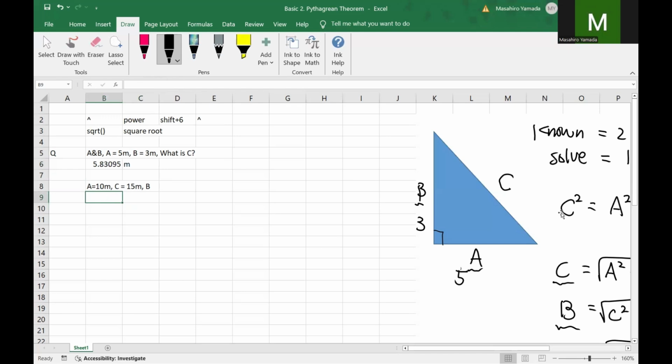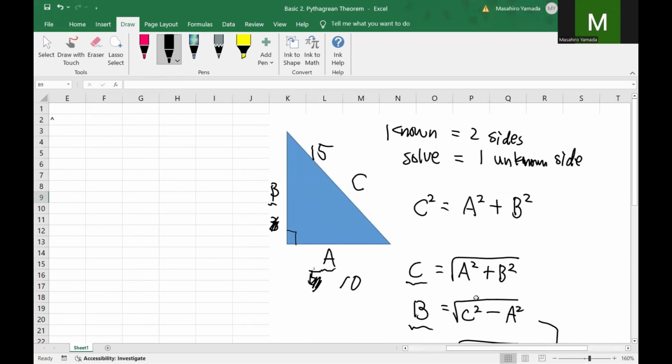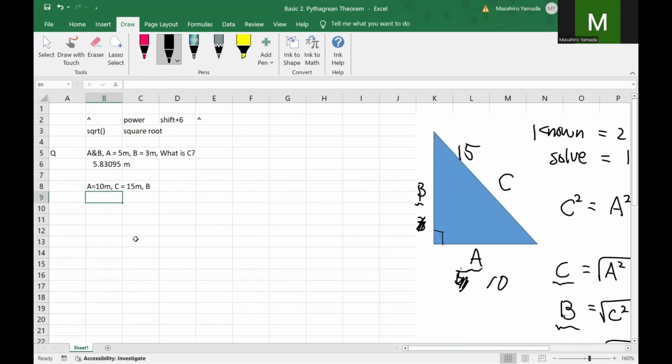On the other hand, if you know A and C, the situation now is you know C, which is 15, and A, which is 10. You want to solve for B. Therefore, the formula you need to use is this one. Same thing: equals square root, parentheses, C squared is 15 squared, minus A, which is 10, so 10 squared. So the length of B is 11.18 meters.